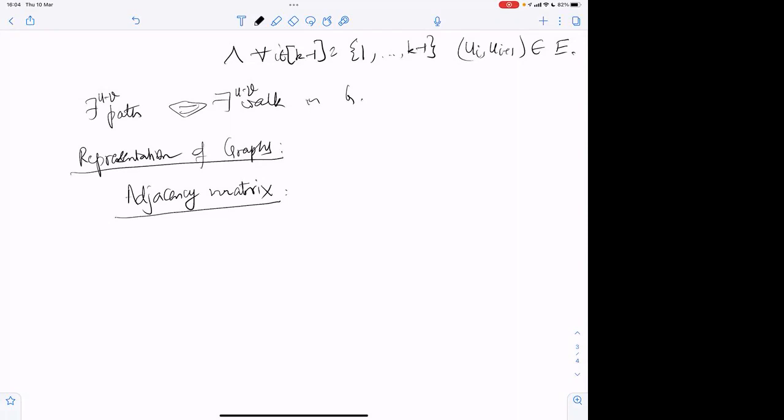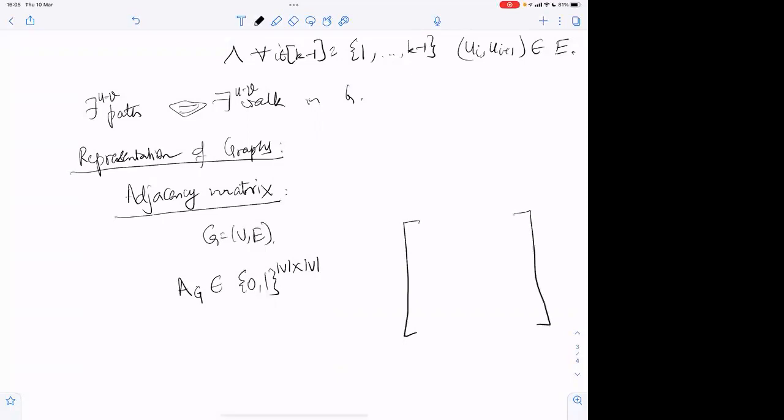So you are given a graph G equal to (V, E). And now the adjacency matrix A, often written as A sub G, is a matrix with 0, 1 entries, and they are indexed by V cross V. Correct? So it is an n cross n matrix. Often we write |V| is equal to n, that is an established convention.